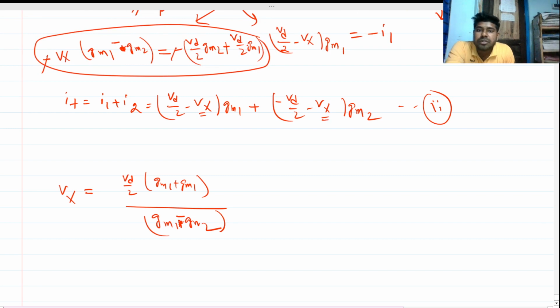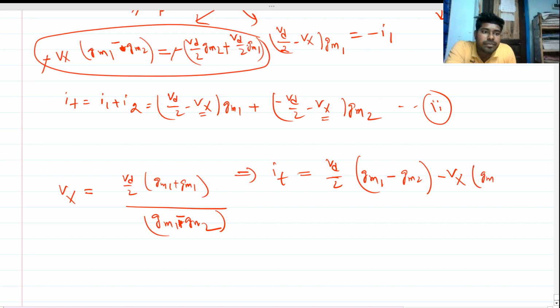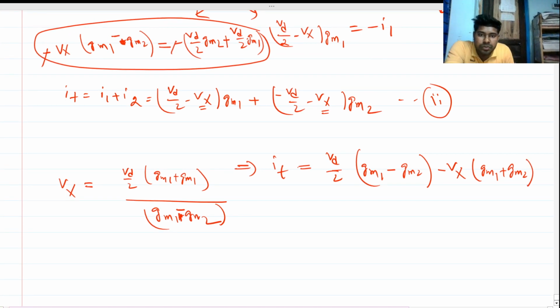Okay, this and this. So now if we do that, we have IT, like I total, this will be nothing but, okay, we can take Vx common again. Let's say Vd by 2 common first, so this will be Vd by 2 times Gm1 minus Gm2, right? And if we take Vx common, this will be minus Vx times Gm1 plus Gm2. Okay, so what will be the value?